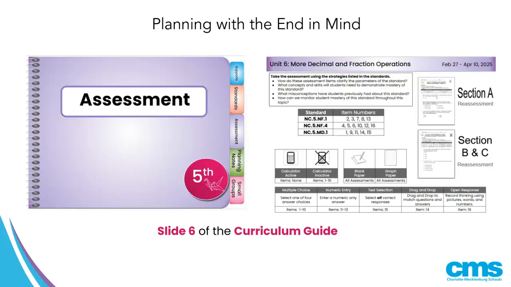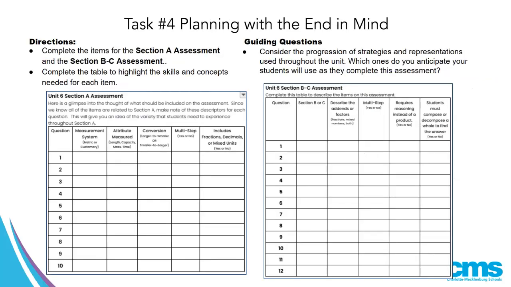The Section A assessment addresses measurement, found in lessons 1 through 8, and the Section B assessment addresses addition, subtraction, and multiplication of fractions and mixed numbers. If you haven't already taken the assessments, take a moment to complete the items. Since we know all items on the first assessment are from Section A, consider these descriptors as you work. These are some of the things that I considered as I was creating the assessment. And for the BC assessment, the descriptors are a little different, but they are things that were considered as the test was created.